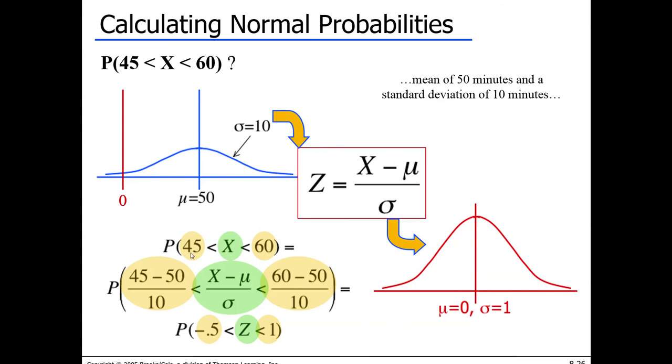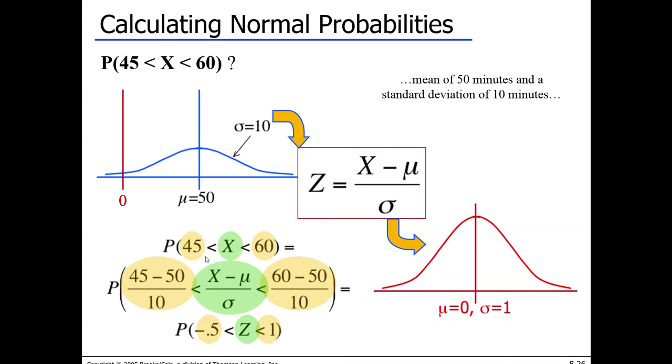Here's my inequality: X is between 45 and 60. I'm going to perform that transformation, moving from X, the normally distributed variable with a mean of 50, into Z, the standard normal variable. The first step is to subtract the mean mu from all parts of this inequality. 45 minus 50 is minus 5, and 60 minus 50 is 10. Then divide by sigma, so in the middle I have exactly Z. Sigma is 10, so on the left side, minus 5 over 10 is minus 0.5, and on the right side, 10 over 10 is 1.